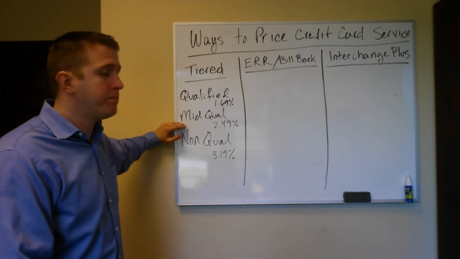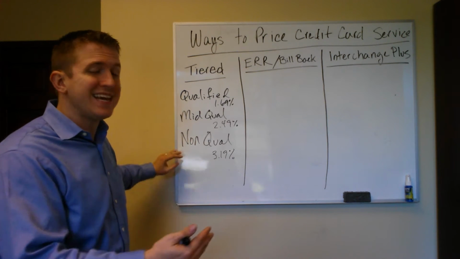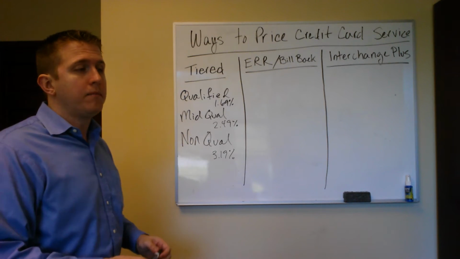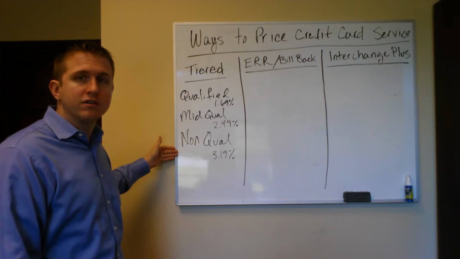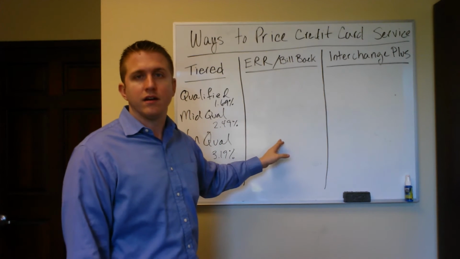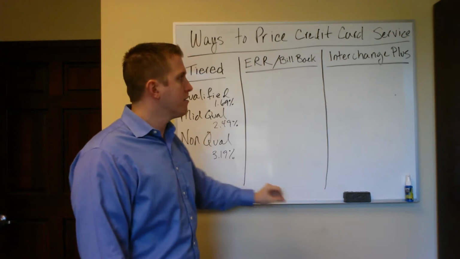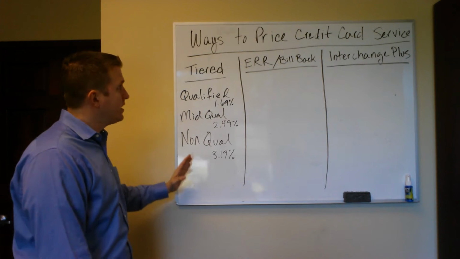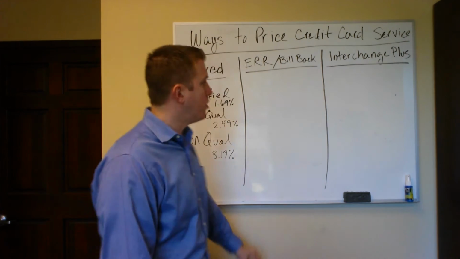One other thing that would bump something into the mid-qualified or the non-qualified range is if the transaction is keyed or done over the internet. Much like the interchange would go up, it would also bump that card type into a different bracket. Now, the second card weighted price is called ERR or bill back. ERR and bill back is kind of a hybrid between the tiered and the interchange plus, and we'll talk about interchange plus in just a moment.